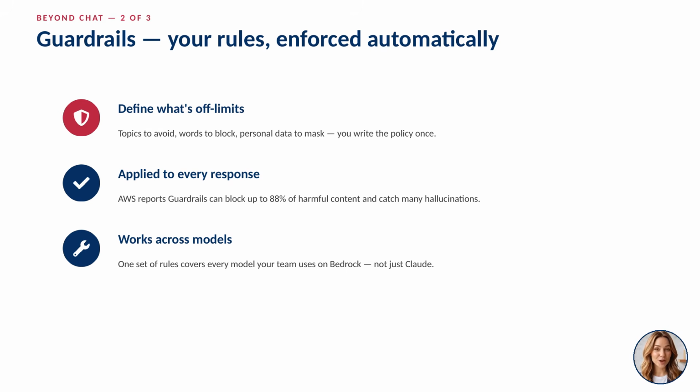Second power feature, Guardrails. The moment you put AI in front of customers, you need rules. Topics it should never touch. Words it should never use. Personal information it should mask. With Guardrails, you write that policy once, and Bedrock enforces it on every single response automatically. AWS reports it can block up to 88% of harmful content and catch many hallucinations before a user ever sees them. And it's one policy for your whole account. Every model, every app, same rules. Compliance teams love this feature for a reason.